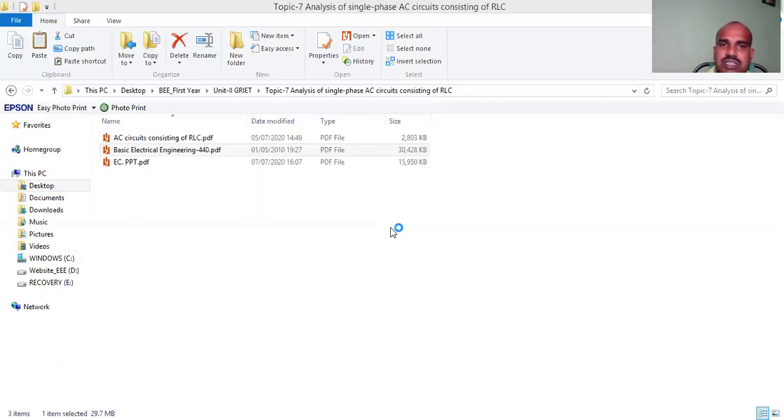Here, for the RLC circuit, the impedance Z equals R plus jX, where X equals XL minus XC. For example, if XL is greater than XC, then X is positive and the circuit is an inductive circuit.